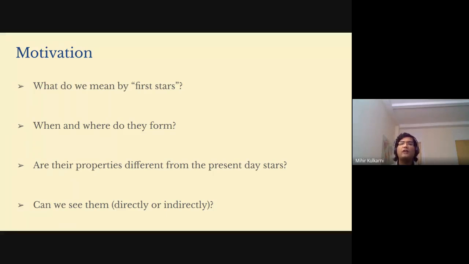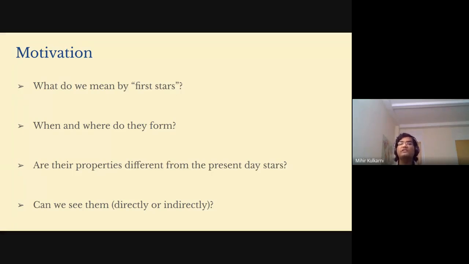We can ask what properties we expect, and whether we expect those properties to be different from present day stars. So far we have not seen any first stars directly, but from simulations we expect the first stars to be typically a lot more massive than present day stars. Typically we expect them to be about 100 times more massive than the Sun, but their mass can range anywhere from 10 to 1,000 solar masses. And there are various reasons for these differences.